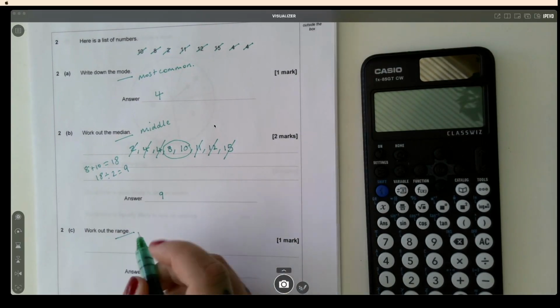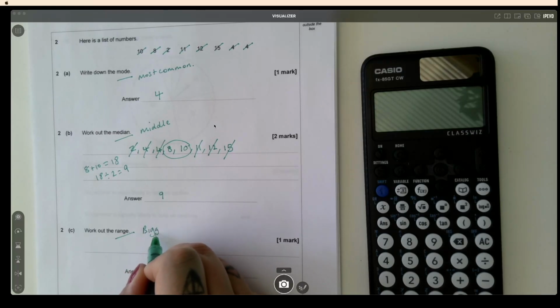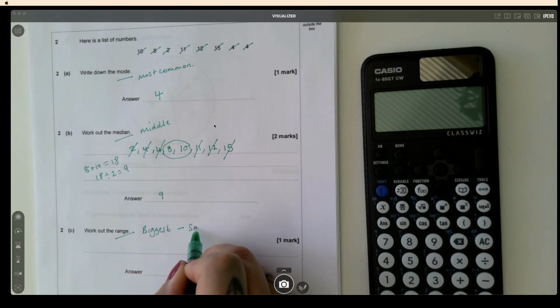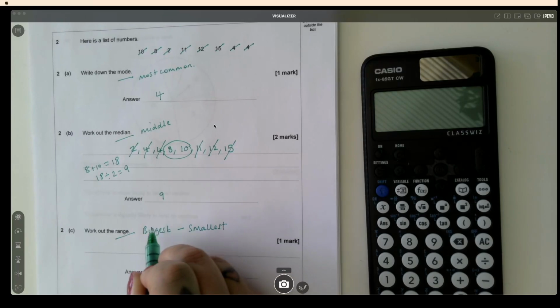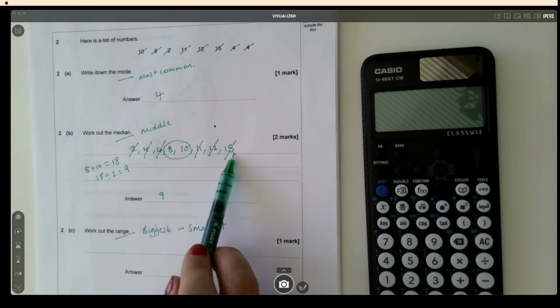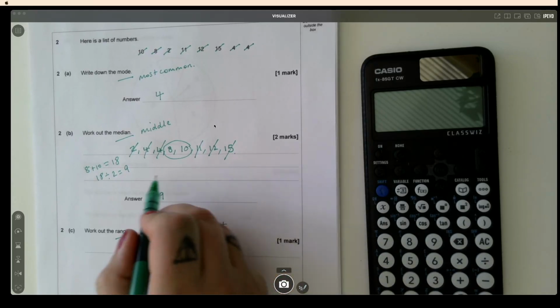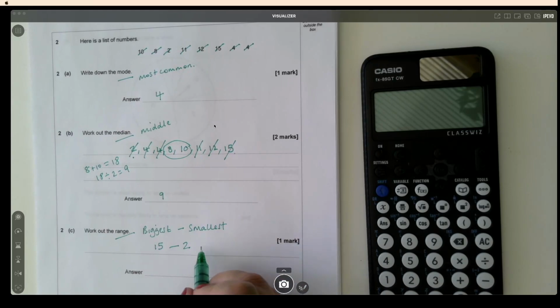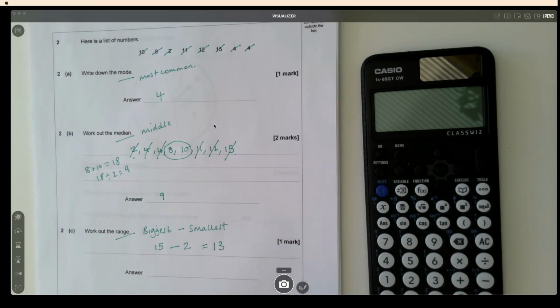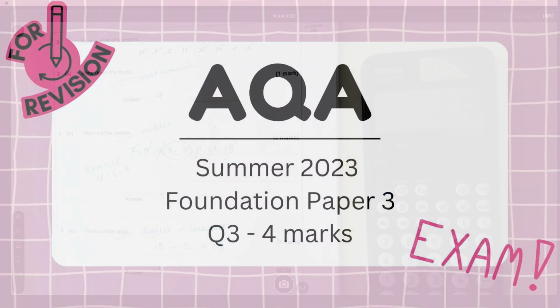2c, work out the range. So the range is the biggest, subtract the smallest. So the biggest number in that list, I'm going to look at my ordered list because it makes life a little bit easier, is 15. The smallest number is 2. 15 subtract 2 is 13. So my range is 13.